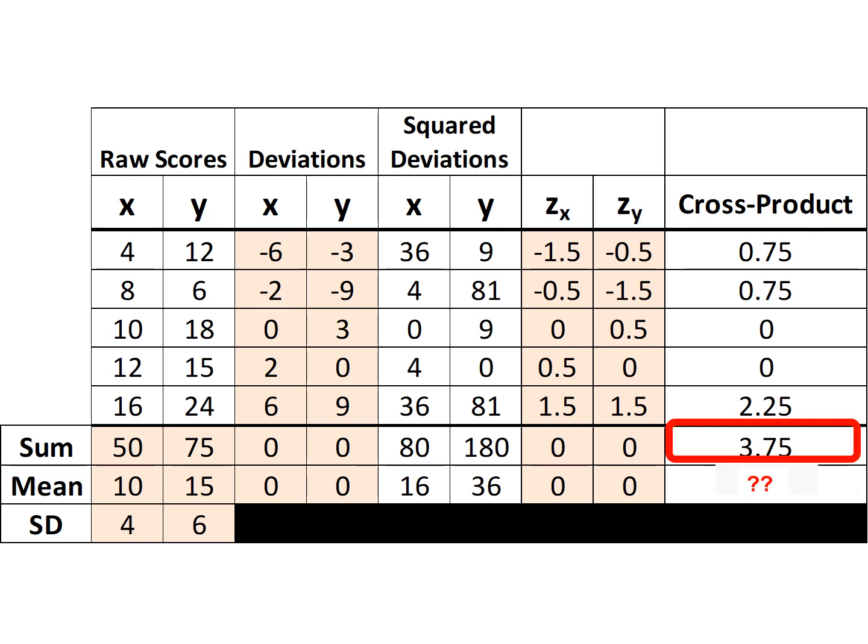When we add together the 5 cross products, their sum is 3.75. To find the mean, we divide the sum by 5. And here is the mean. That is the mean of the cross products. The mean of the cross products is R. So R is equal to 0.75.